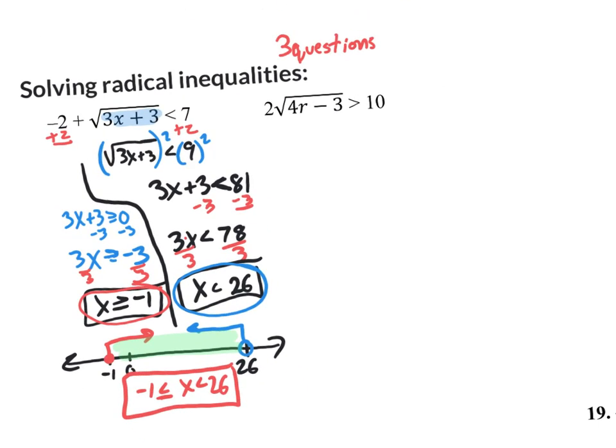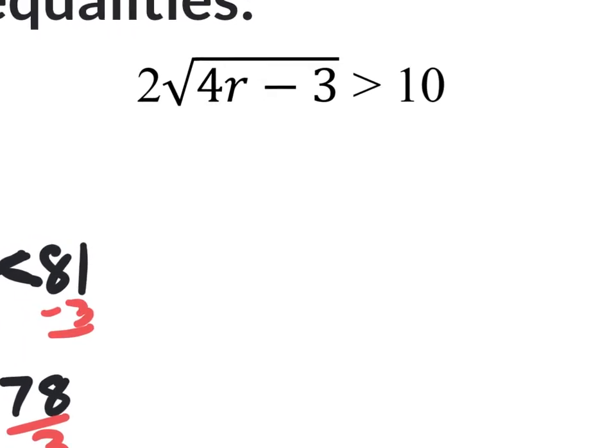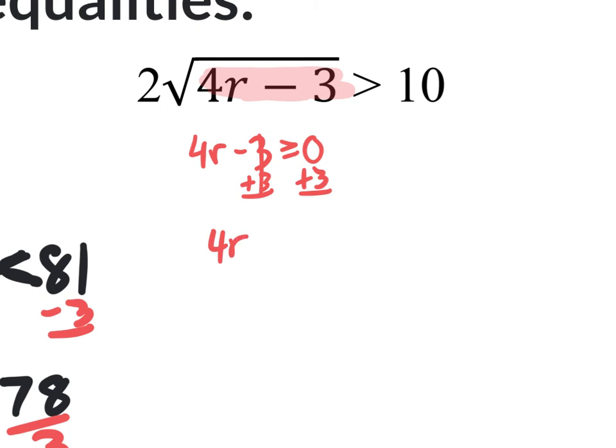Anywho, we also have this one, another one. Let's do step 1, which is setting the radicand to be greater than or equal to 0, because if it's negative, it'll be imaginary. So we're going to have 4r minus 3 being greater than or equal to 0. When you solve that, plus 3 cancels minus 3. You're going to end up with 4r is greater than or equal to 3. Divide by 4, and you're going to end up with r greater than or equal to 3/4.